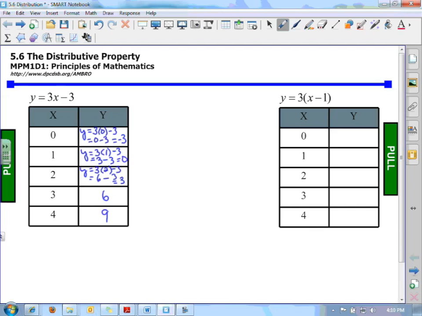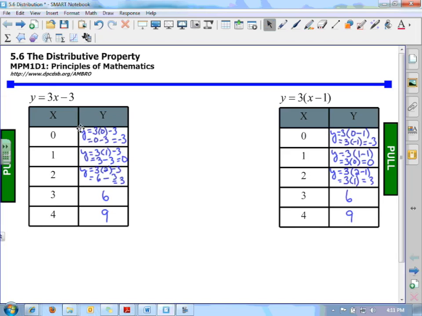Let's do the same thing that we did in the other table. We substitute the values for x into the equation. When we substitute negative 1, we get 3 times negative 1, which gives us negative 3. When we substitute a 1 into the equation, we get 1 minus 1 in the bracket, so 3 times 0, which gives us 0. When we substitute a 2, we get 2 minus 1 inside the bracket, which becomes 1, and we get 3. And you continue this, and you should get 6 and 9.